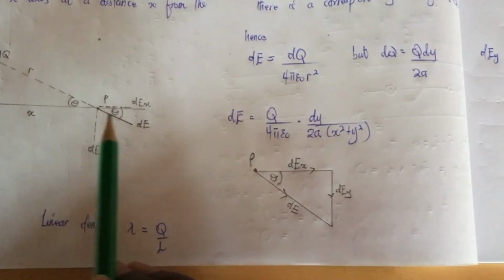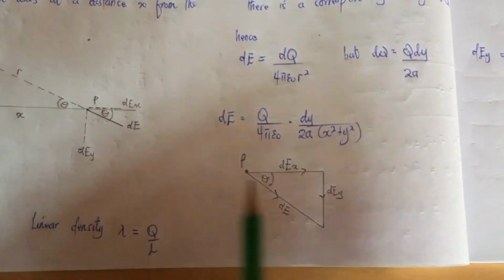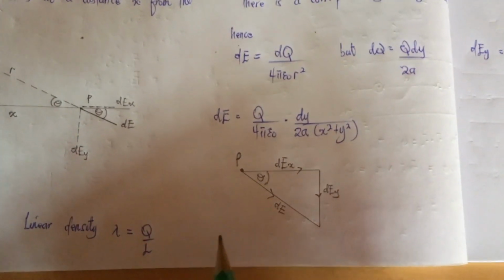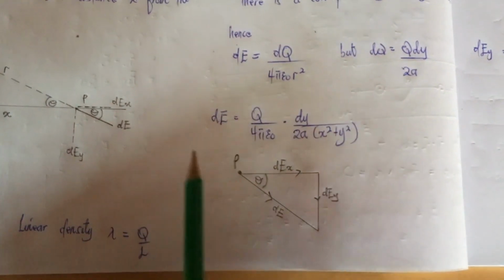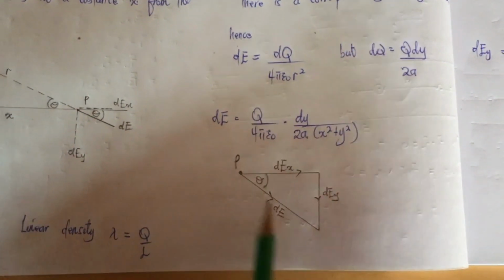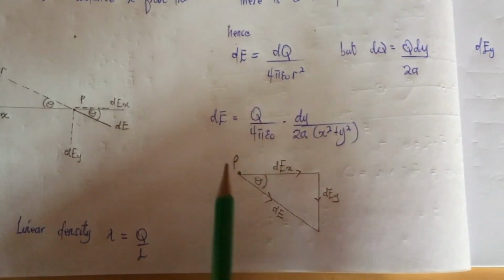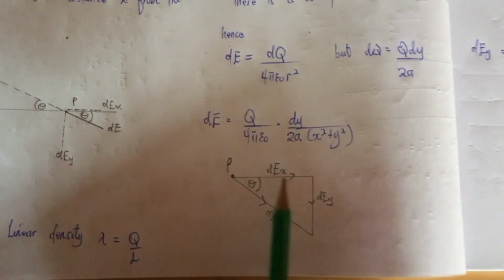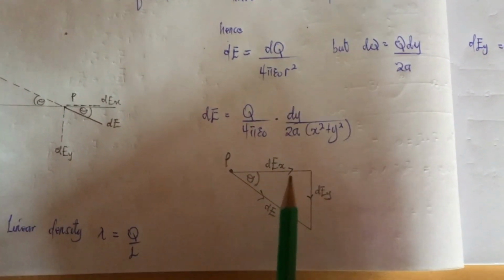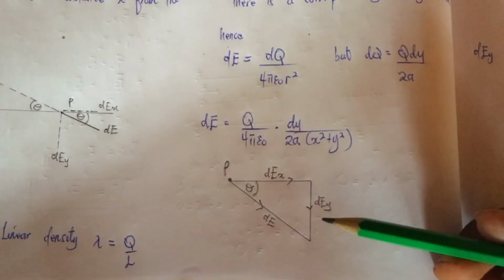So from this portion, that's what I've drawn here again. Okay, so let's say this is our point, then this is our dE. So this is the formula for the dE. Okay, this is the resultant change in electric field. So this is our dE. Now how can we find our dEx, the x component of the change in electric field, and the y component of the change in electric field?